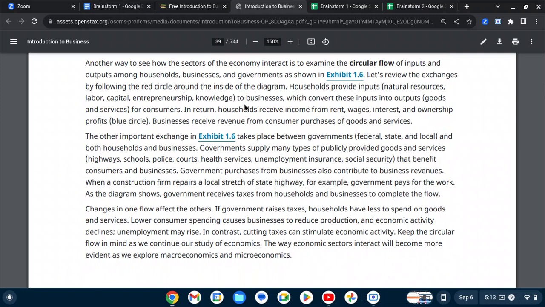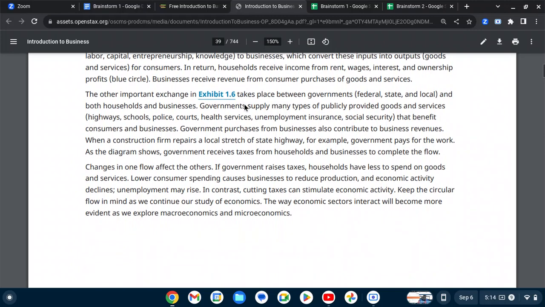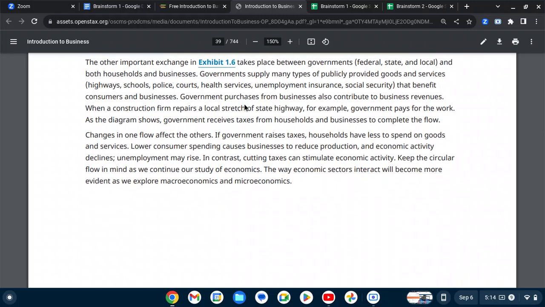In return, households receive income from rent, wages, interest, and ownership profits. Businesses receive revenue from consumer purchases of goods and services. The other important exchange in Exhibit 1.6 takes place between governments and both households and businesses. Governments supply many types of publicly provided goods and services that benefit consumers and businesses. Government purchases from businesses also contribute to business revenues. When a construction firm repairs a local stretch of state highway, for example, government pays for the work. As the diagram shows, government receives taxes from households and businesses to complete the flow.